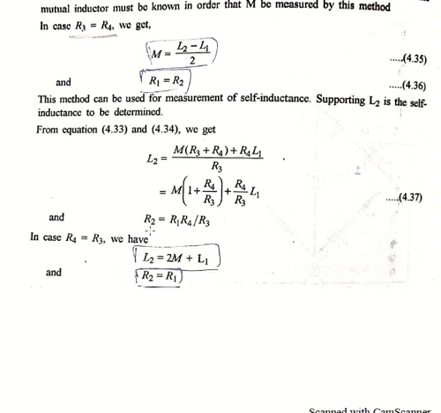Now in this case, if we simplify the equation, we will get R4 equals R3, so our L2 will directly equal two times the mutual inductance plus L1, and R2 equals R1.